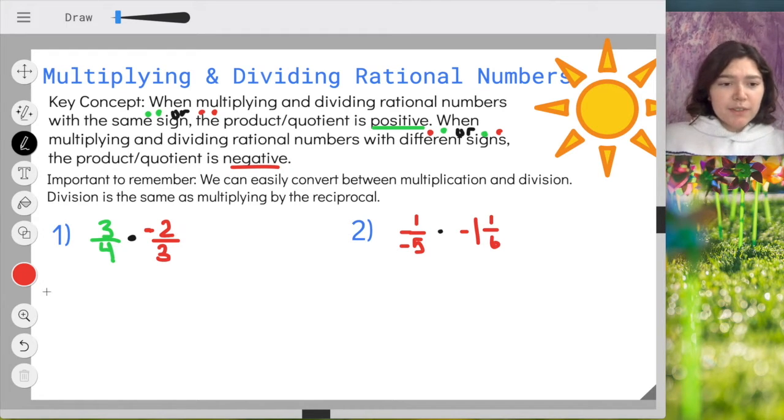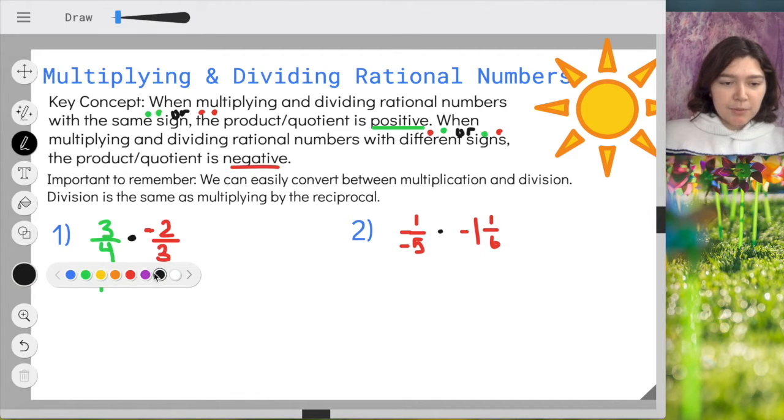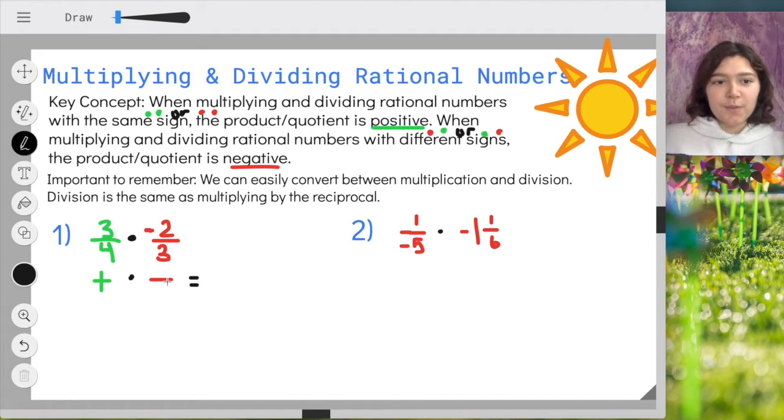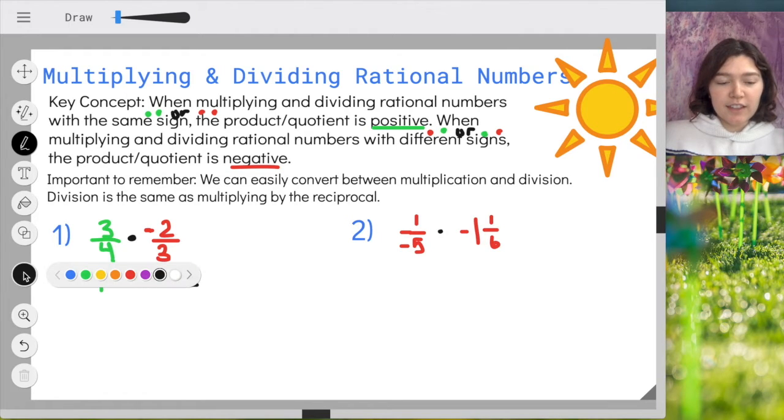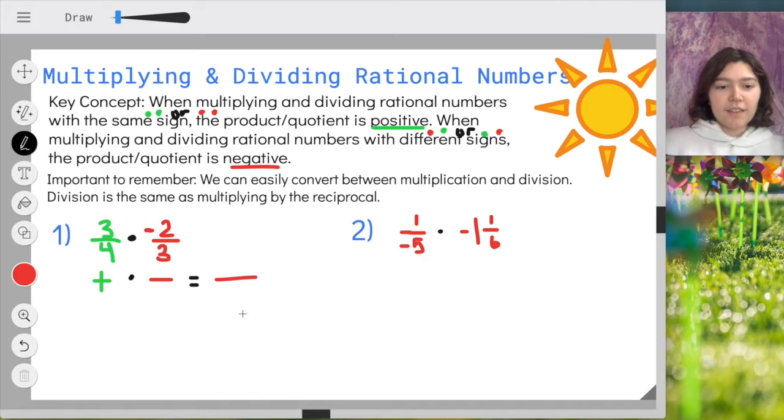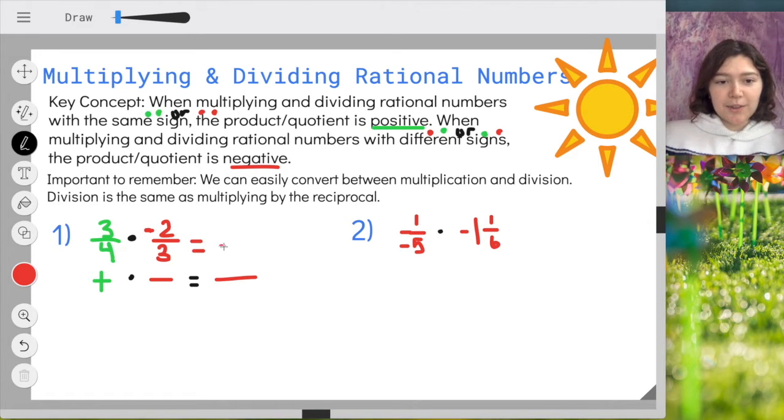So what that means is here I have this positive, and then I am multiplying by a negative. I have to ask myself, when you do a positive times a negative, am I going to get a positive or a negative? Well, that's our rule that we're learning. We are multiplying rational numbers with two different signs. One's positive and one's negative here. Then we're going to get a negative answer, a negative product. So whatever we get here is going to equal a negative number. We just have to figure out what that is.